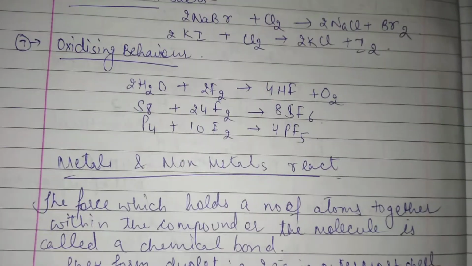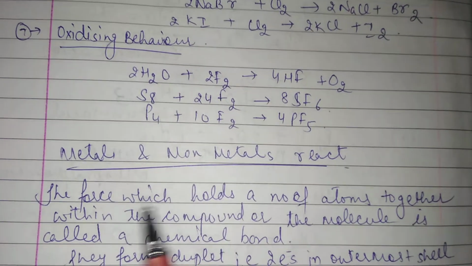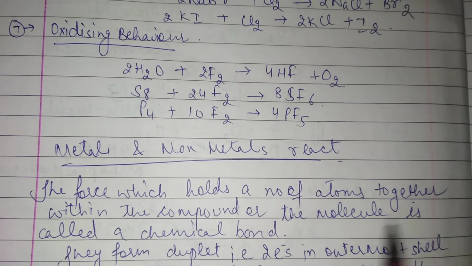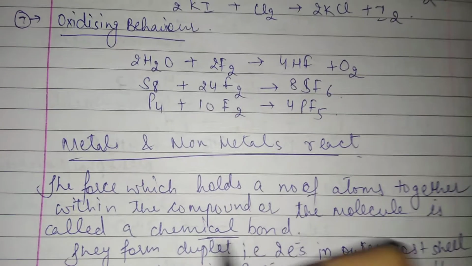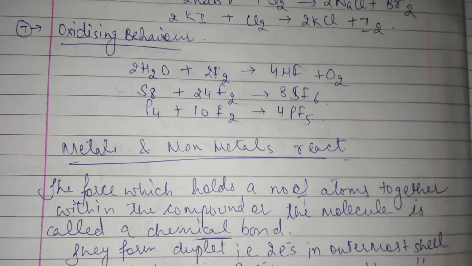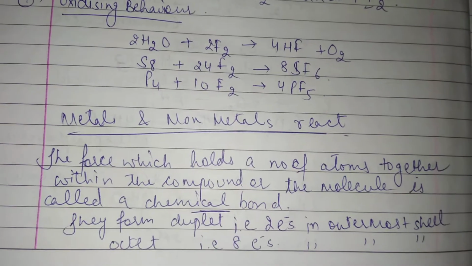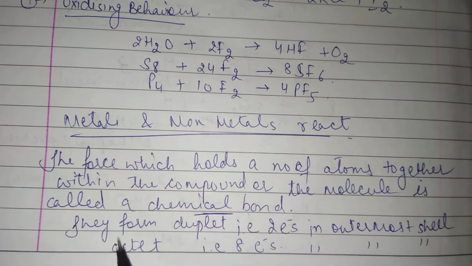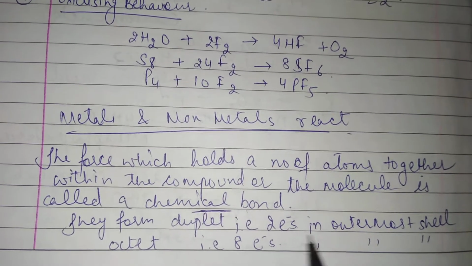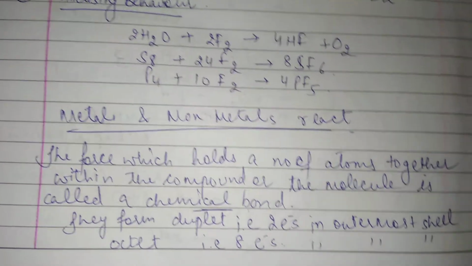Now the metals and non-metals react. The force which holds a number of atoms together within a compound or molecule is called the chemical bond. Now what do you mean by chemical bond? It is the force by which a number of atoms and molecules hold together to form a chemical compound. They form a duplet, that is 2 electrons in the outermost shell, or an octet, 8 electrons in the outermost shell.